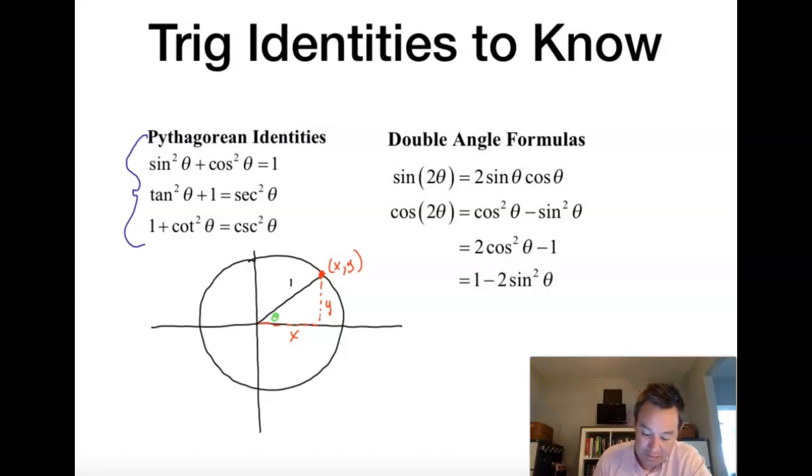And notice that sine of theta being opposite over hypotenuse, well, that would be y over 1, which is just y. So that y value actually corresponds to sine of the angle between the radius and the x-axis. Likewise, the x value will correspond to cosine of that angle.